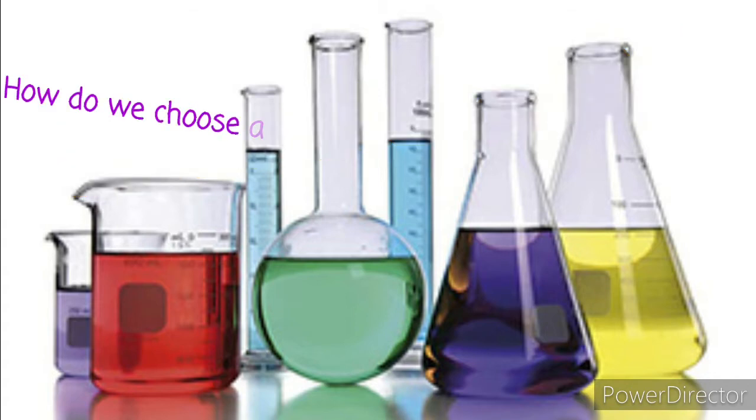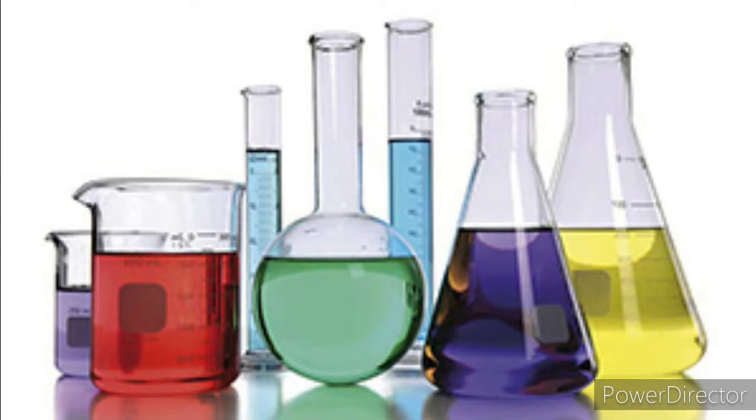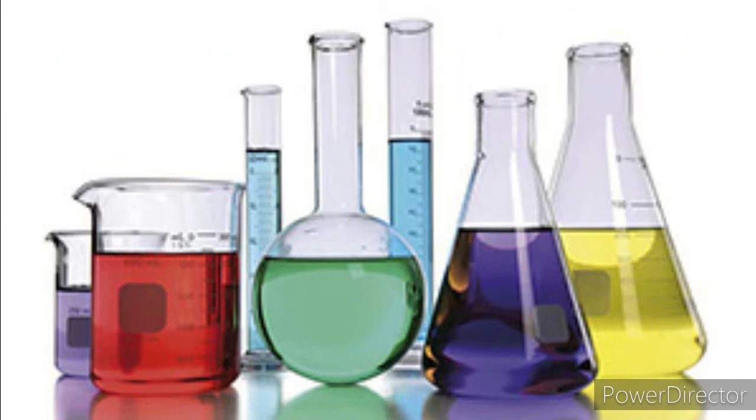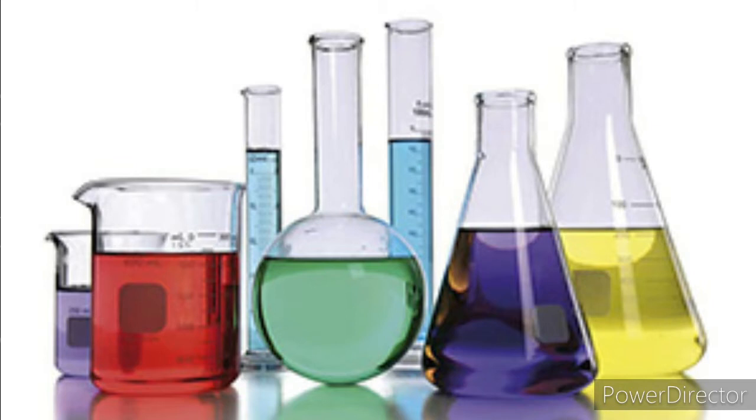How do we choose a suitable solvent for separating solids? Different solids dissolve in different solvents. The common solvents used in chemistry are water and ethanol. To separate a mixture of two solids, we use a solvent in which only one solid is soluble or the other solid is insoluble.